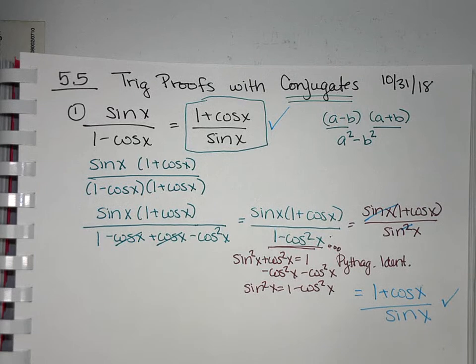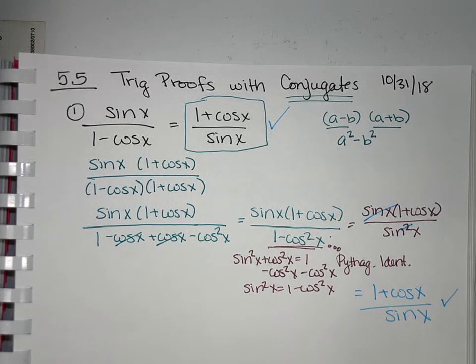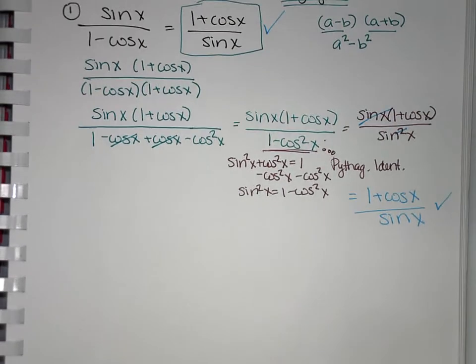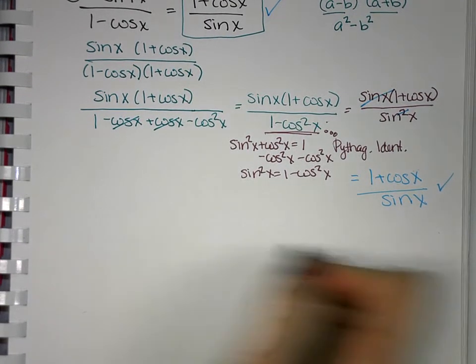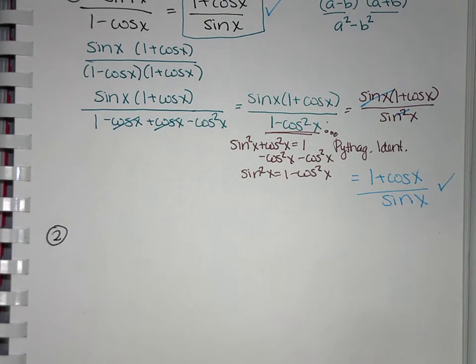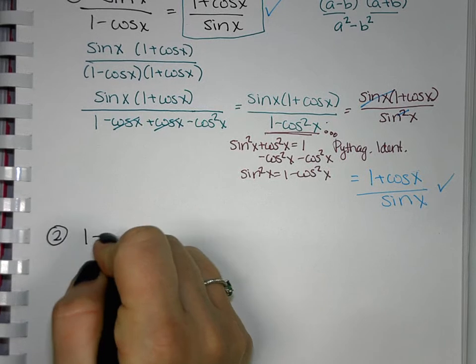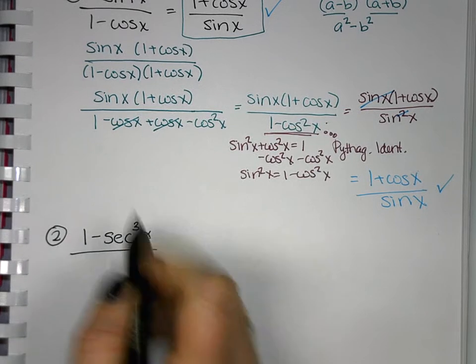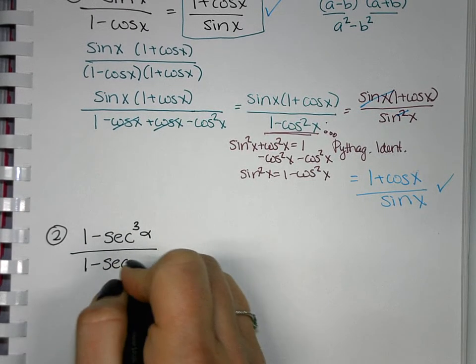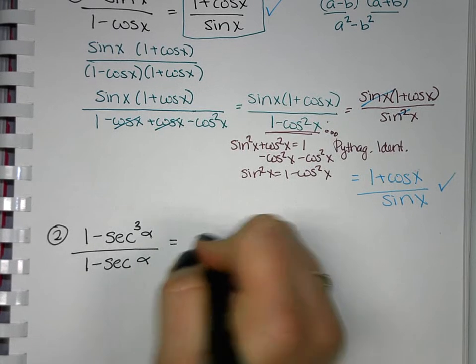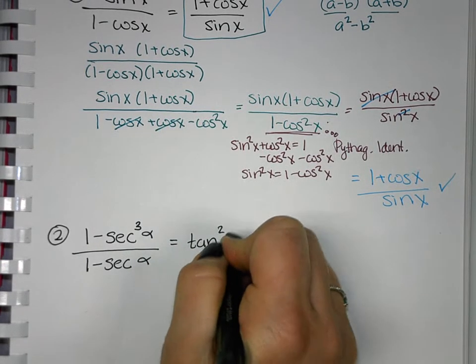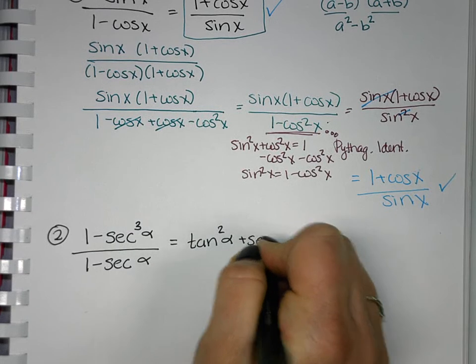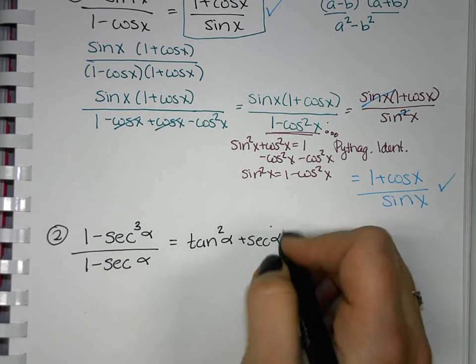Okay, our second example that I wanted to do with you is one that doesn't necessarily include a conjugate, but it does include a little bit of factoring. So this next one, 1 minus secant cubed alpha over 1 minus secant alpha equals tangent squared alpha plus secant alpha plus 2.